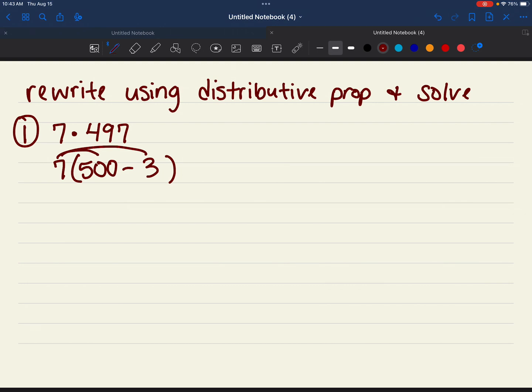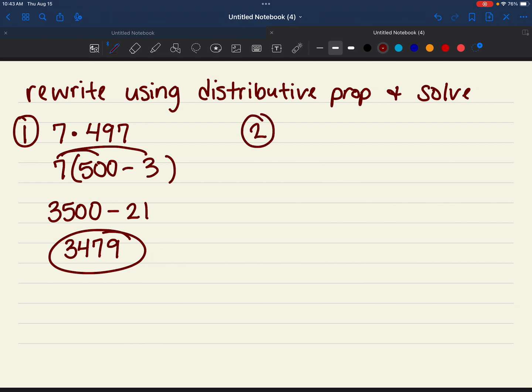Because what's 7 times 5? 35. So that would be 3,500 minus, what's 7 times 3? 21. Well, now, you probably could do this without a calculator. You might still need one, which is fine, but that's going to give us 3,479. The point of rewriting this is to try to help us maybe not have to use our calculator as much, but sometimes you still might. Okay, let's look at another one.